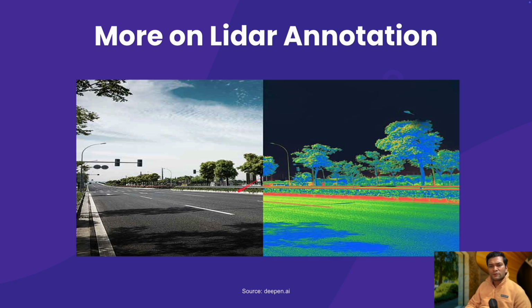What do you see in this image? On one side, we have an image of a road with traffic lights, trees, and lane markings. On the other side, the right side, we have a very colorful representation of the same picture but in points. We can still make out where the trees are, where the lampposts are, the lane markings, and so on. And this is nothing but what LiDAR annotation is about.